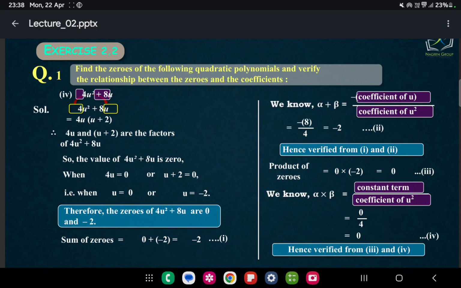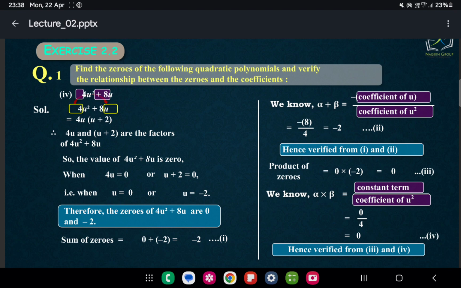Dear students, we can go for the next problem. In previous class we have studied about exercise problems. Find the zeros of the following quadratic polynomials and verify the relationship between zeros and the coefficient. As usual, we can go for the next problem.